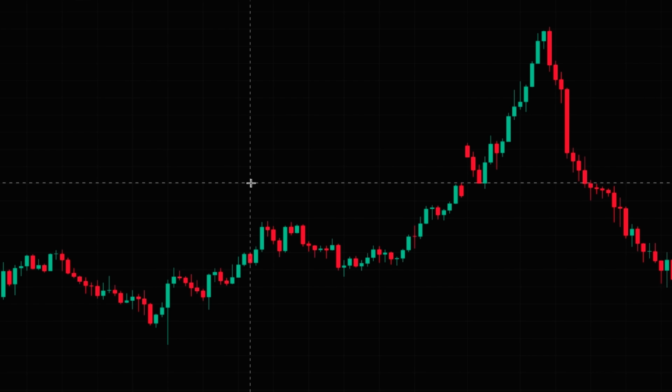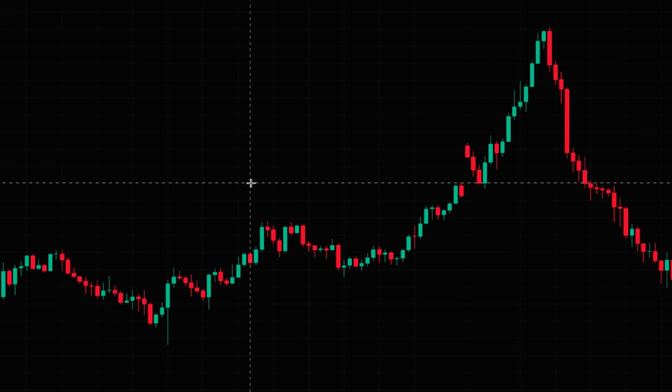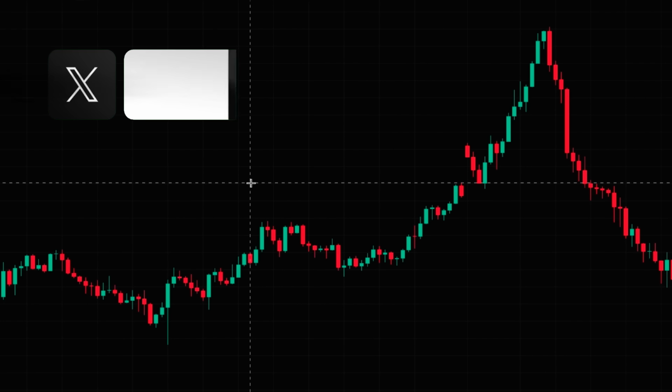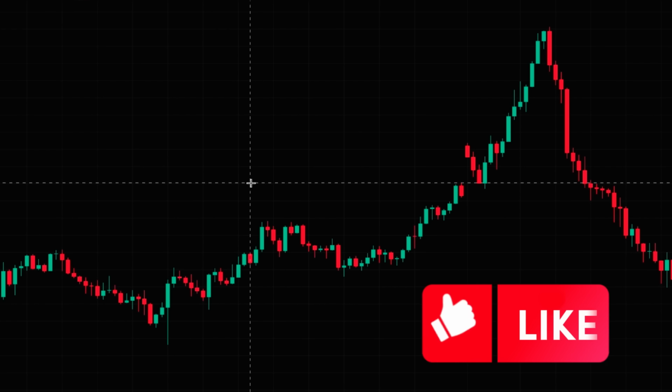Alright, we need to add 3 exponential moving averages to our charts, but before I add them, I must mention here that these settings and the strategy that I'm gonna explain can be used on any time frame. So depending on your trading strategy and trading style, you can effectively use it. Alright, now we need to add the exponential moving averages to our chart.